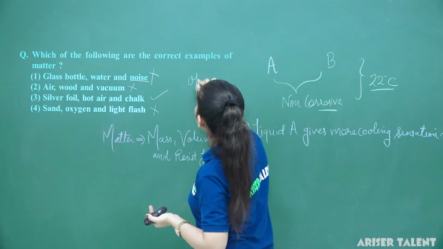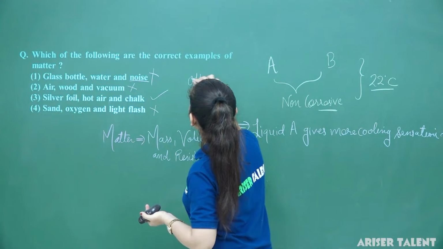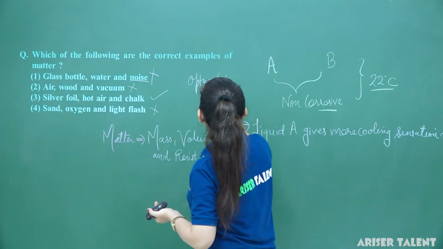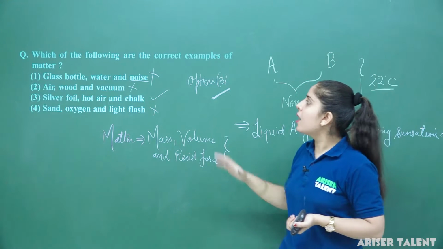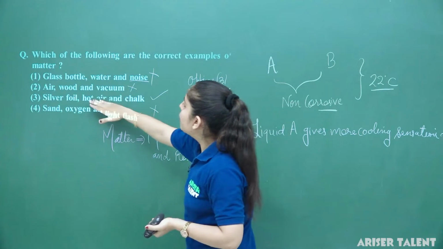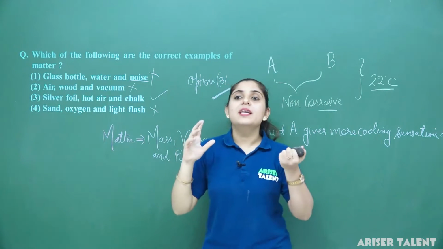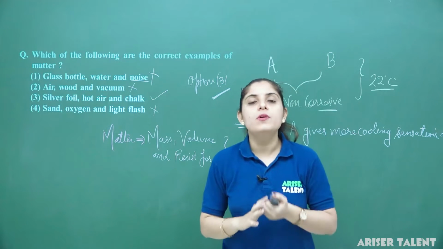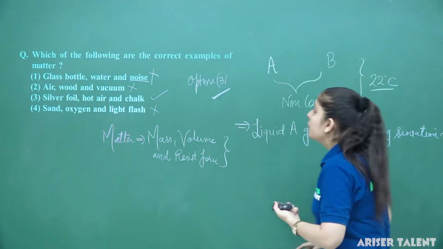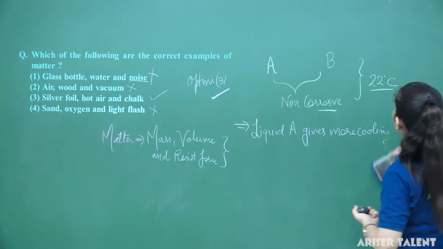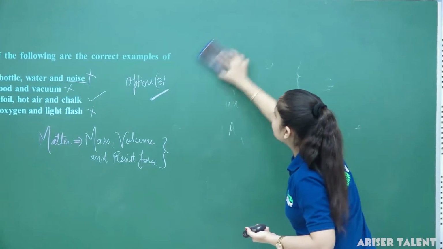So which option is correct here? We can say that option number 3 will be the correct answer. Silver foil, hot air and chalk are the examples of matter. And hot air, why are we considering it? Because the air around us is a mixture of a variety of gases. So this is a simple question. You can see that from your chapter number 1, that is matter in our surroundings.